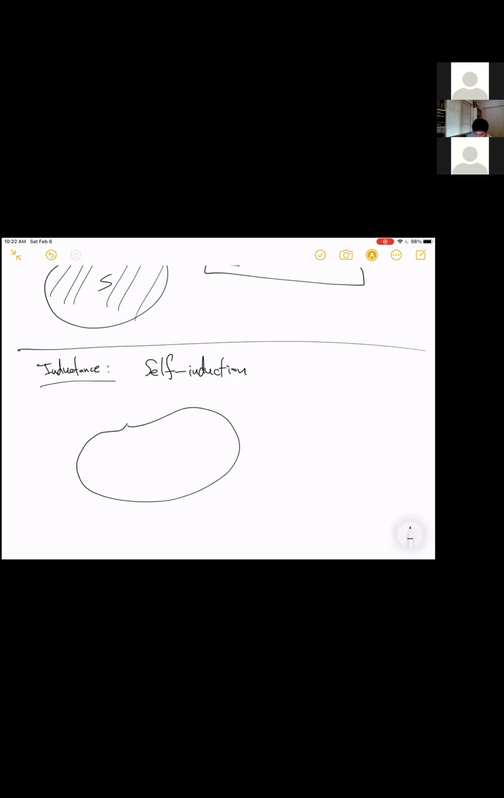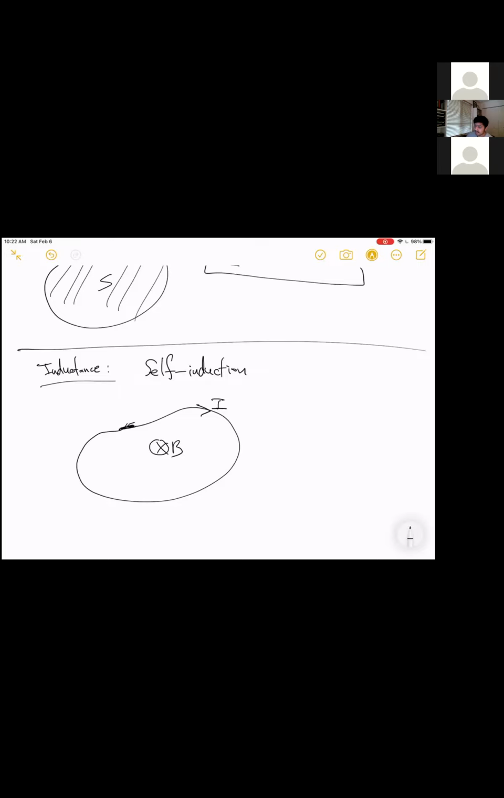Suppose I have a loop and I have a current I flowing through the loop. Then just due to the Biot-Savart law, this will cause a magnetic field, in this case pointing downward. Obviously it's a complicated magnetic field, not necessarily pointing exactly downward, with loops and so on, but generally pointing downward.